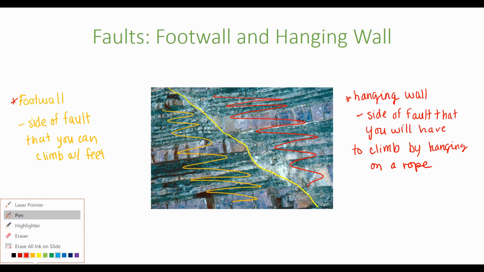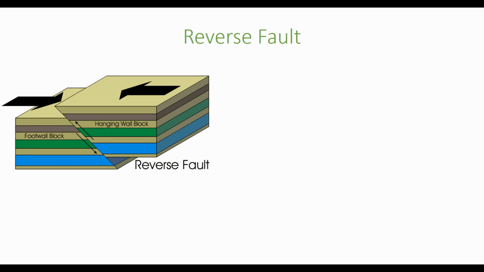because those are the different ways we're going to describe the different types of fault, relative to the footwall and the hanging wall. So it's good to remember these definitions. The first fault we're going to look at is the reverse fault.